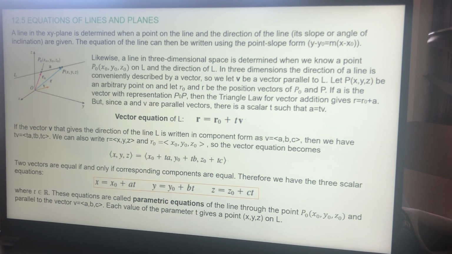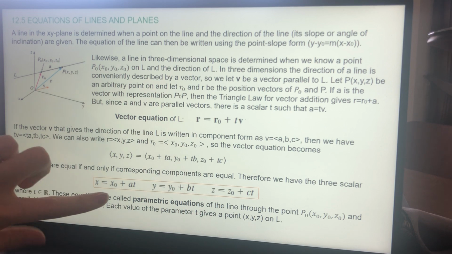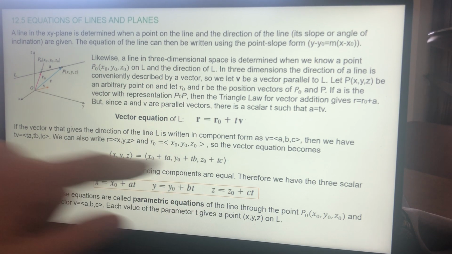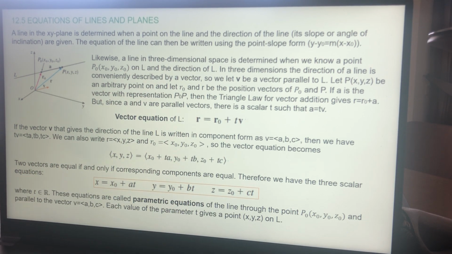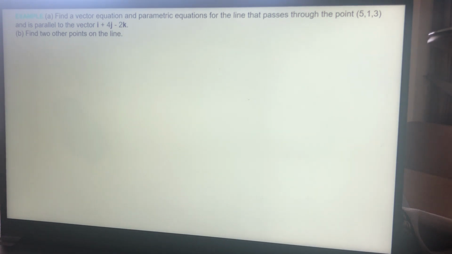We can also write the symmetric equation. We will be doing it a little bit later. In that one, remember that x0, y0, z0 is the given point. A, B, C are the components of the vector that shows the direction of the line. Once you have that, you can easily write the equation of a line. Let's do an example. You will understand it better.